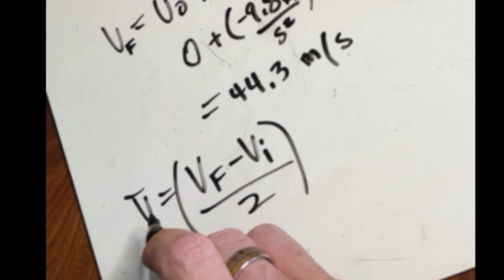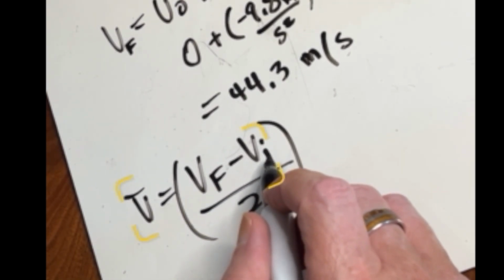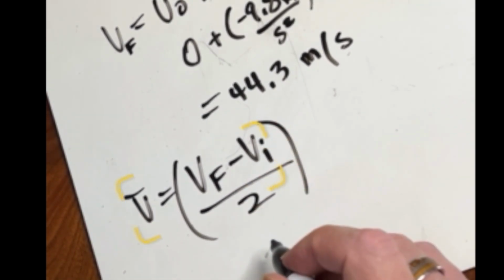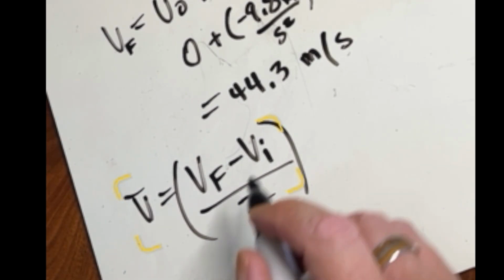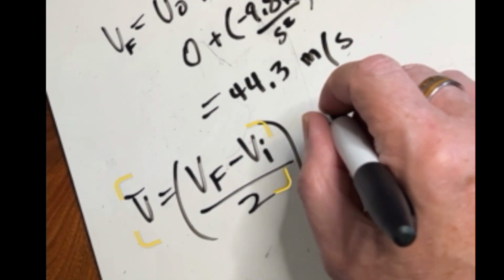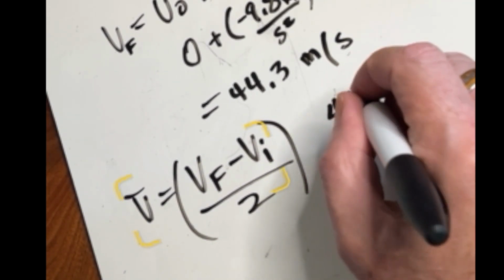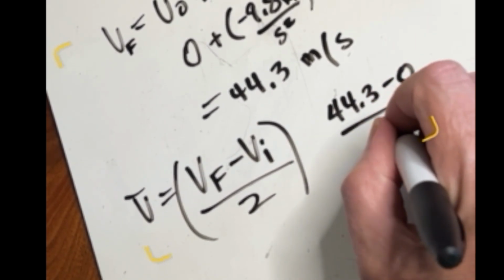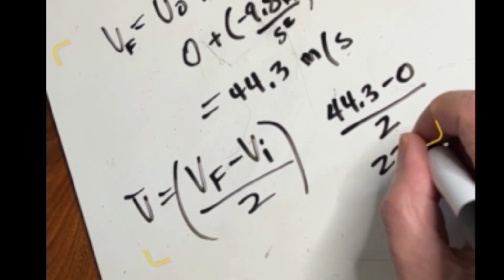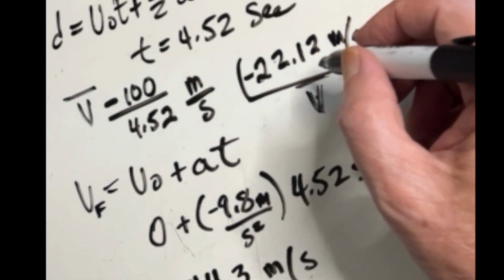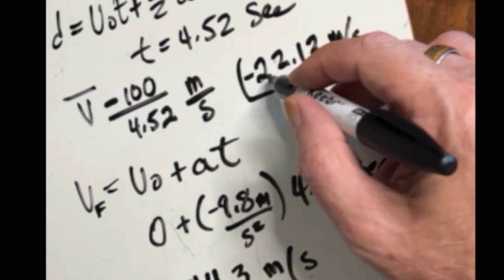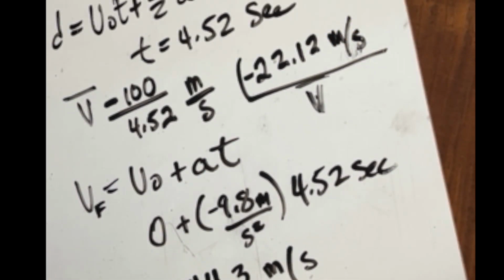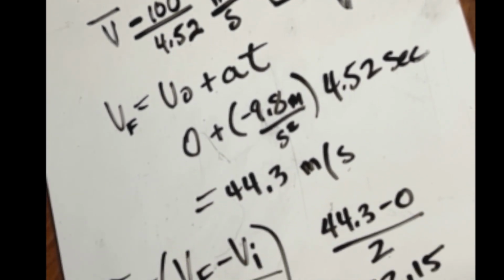Now, how does this relate to the average velocity here? Well, average velocity equals velocity final plus velocity initial, sometimes called V naught, over 2. So what we have here is 44.3 minus 0 over 2, which is 22.15. And when we did the initial equation, it was 22.12. The difference is in rounding.